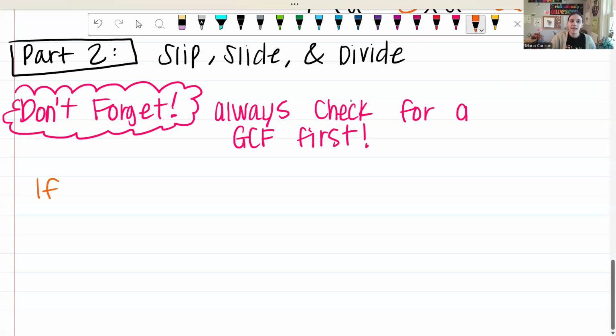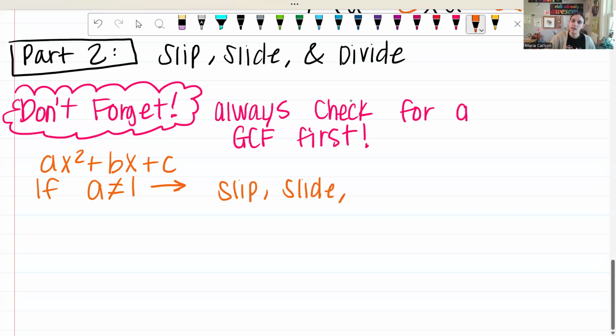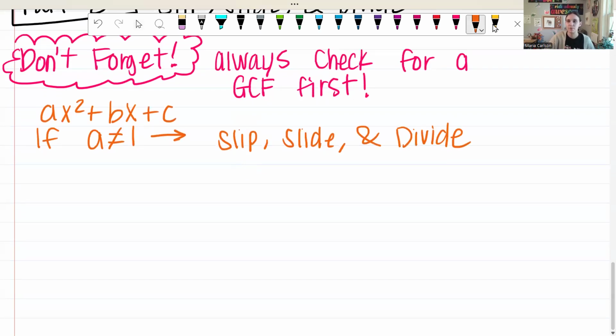Again, if a is not equal to 1, right, in our quadratic ax squared plus bx plus c, if a is not equal to 1, then we need to slip, slide, and divide. So what are the steps to do this? Just based off of the name, slip, slide, and divide, it tells you most of the steps that you need to know for this process. So let's write those steps out.